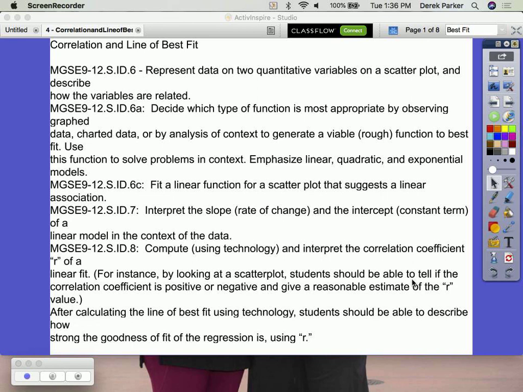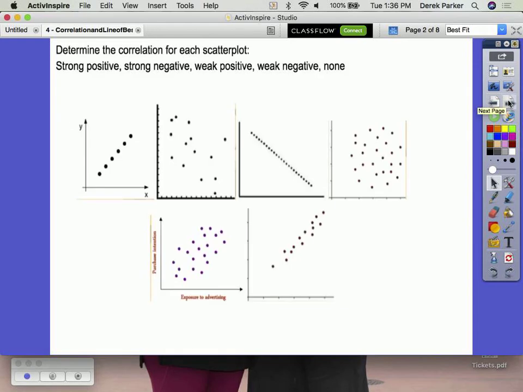Fourth concept of Unit 6, we'll be dealing with the correlation and line of best fit. Okay, so now I want you to think about slope. What is negative and what is positive slope? And I want you to think about that and apply it to these scatter plots. What you see below are scatter plots. Okay, so determine the correlation for each scatter plot.